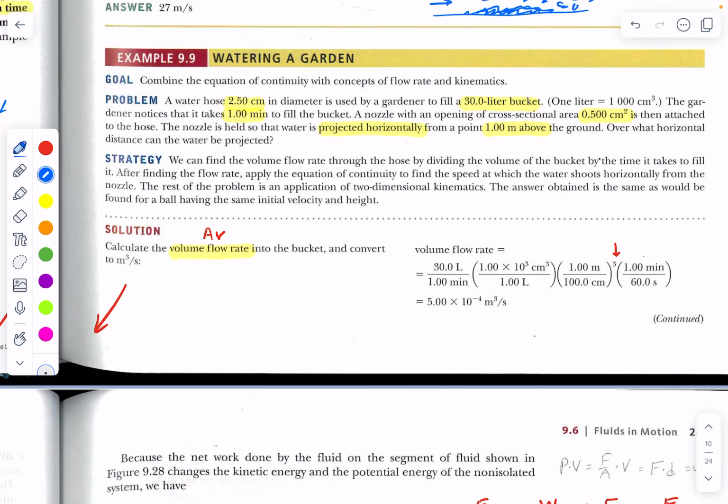Watering a garden, same idea. We illustrated this before. So we have a water hose. It's 2.5 centimeters in diameter, and it's used by a gardener to fill a 30-liter bucket. The gardener notices it takes 1 minute to fill the bucket, and I'm sure you're just like me. We stand there looking at our cell phone or our watch to time how long it takes to fill up the bucket or the watering can.